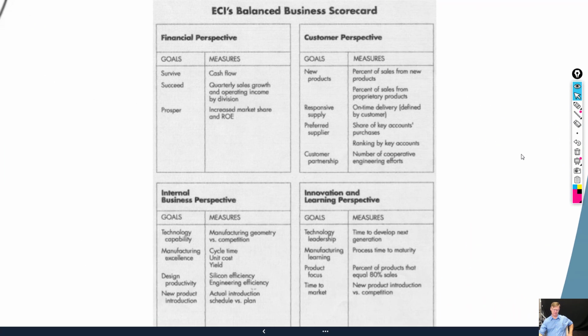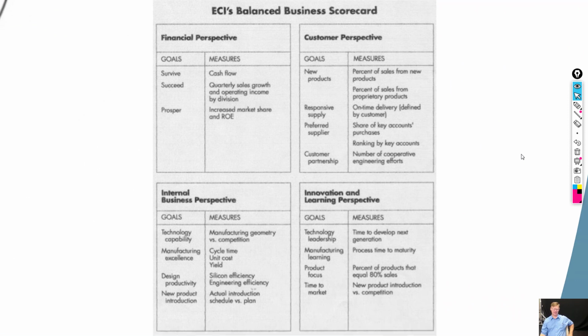So here's an example scorecard. And you look at the customer perspectives. If the goals are new products, then the metrics are what percentage of sales have we made from the new products, and the percentage of sales from proprietary products. Preferred supplier is our goal. Share. So we want to be a preferred supplier. So what's the share of key accounts purchases we represent, or ranking? If we can get our hands on ranking by key account from our customer who buys from us.